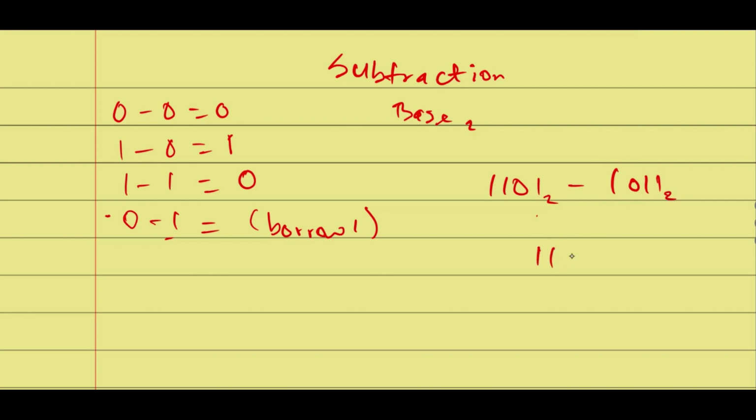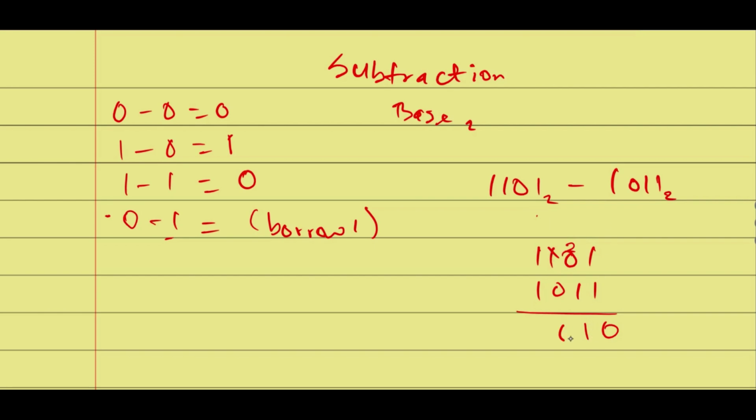So we have 1101 and we have 1011. So 1 minus 1 is 0. 0 minus 1, we're going to borrow 1 from the next, which is here. So this becomes 0. When we add that number here, it becomes 2. Remember, we are borrowing from the base. If this was base 10, we would have 10 plus 0. Since this is base 2, this number automatically becomes 2. So this becomes 2 minus 1, which is equal to 1.